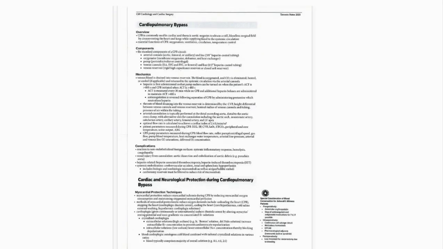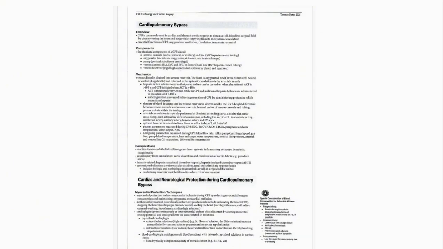Mechanics of cardiopulmonary bypass. Let's now follow the blood through the CPB circuit. Venous blood drains into the venous reservoir. The blood is then oxygenated, carbon dioxide is removed, and heated or cooled according to surgical requirements. Finally, oxygenated blood is returned to the systemic circulation through the arterial cannula.